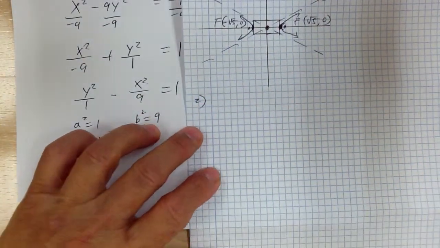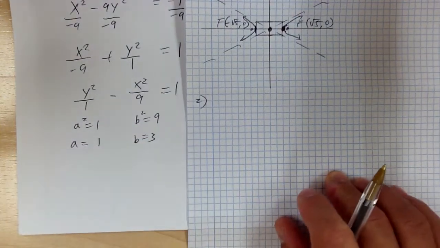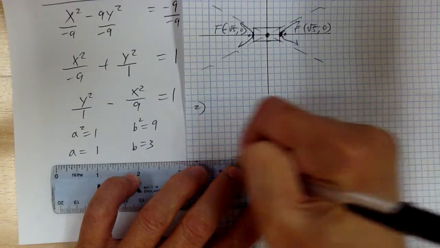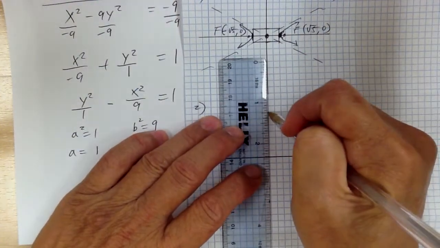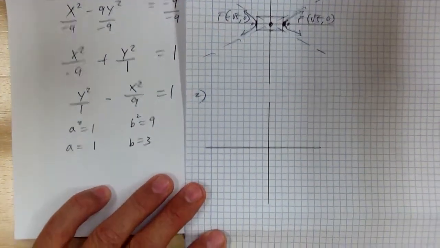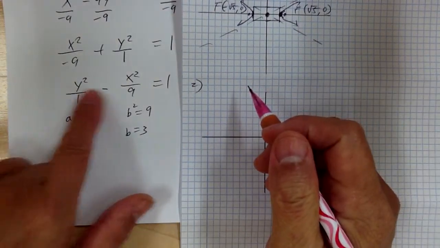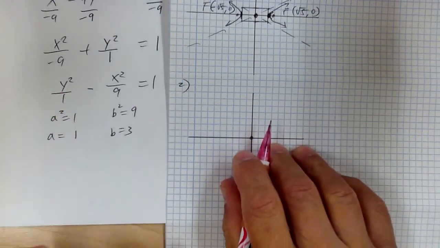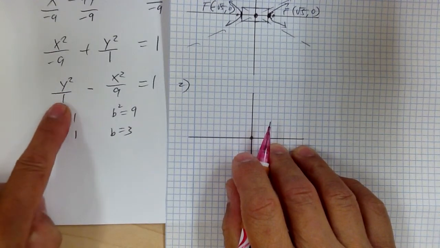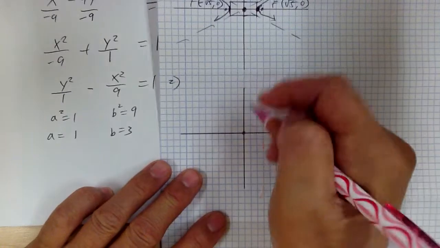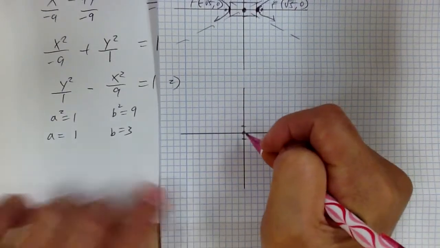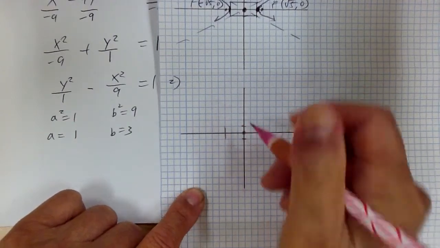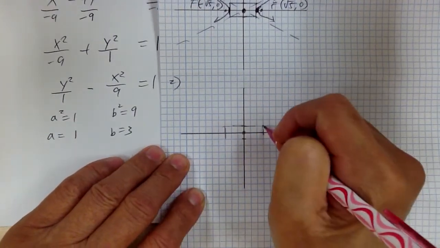Okay, so again, for the center, there are no parentheses, so that means the center is going to be at 0, 0. Now the 1 is in the y direction, so you have to go 1 in the y direction, and the 3 is in the x direction. So that's going to be your box.